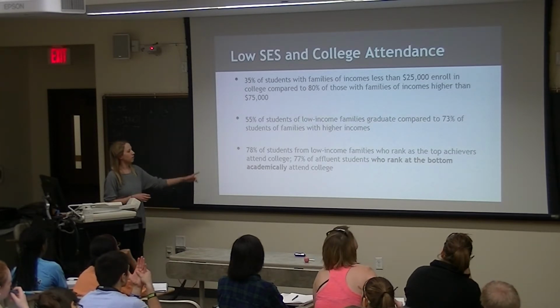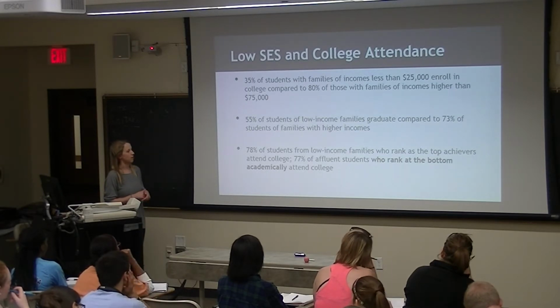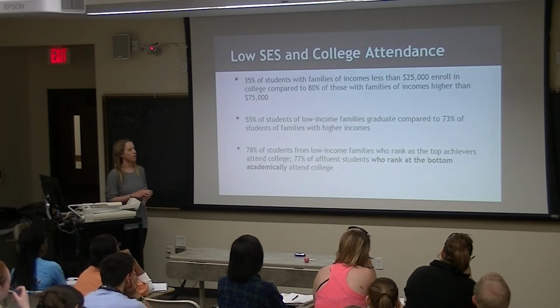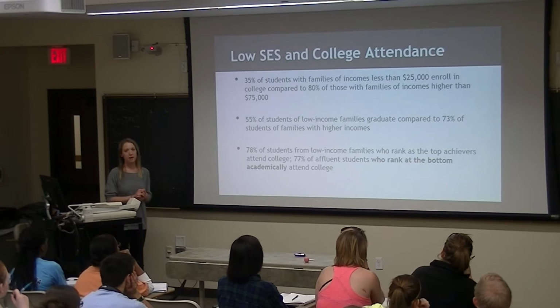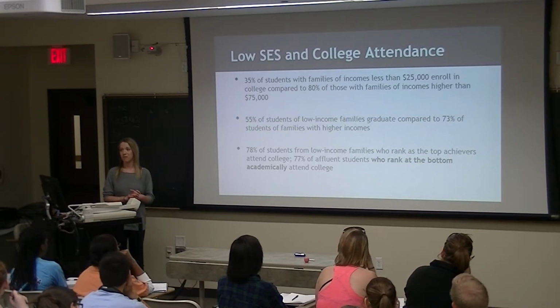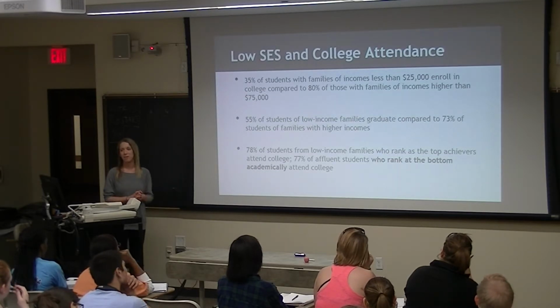This last one really just is troublesome. 78% of students from low-income families who rank as the top achievers attend college. 77% of affluent students who rank at the bottom academically attend college. So clearly there's something there that's beyond academic capabilities, right? There's going to be some other factors affecting whether you go to college.